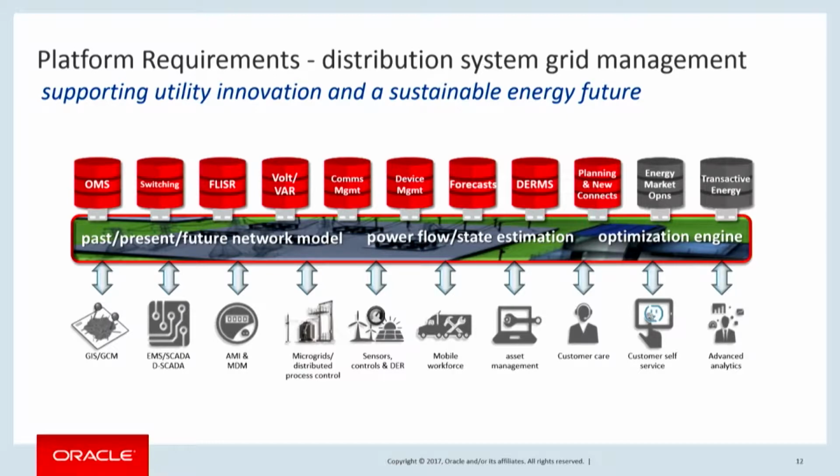Utilities have continued to evolve this model to support things like switching for automated fault isolation and restoration, volt-var optimization, even comms management and device management. I mentioned tying in forecasts for longer-term operational planning. What's going to happen over the next 7 days based on weather conditions?